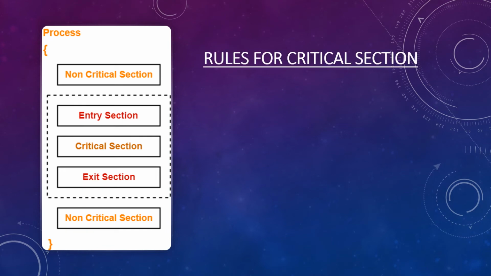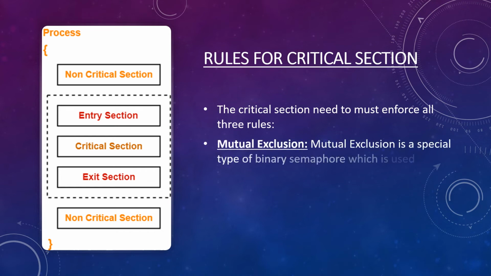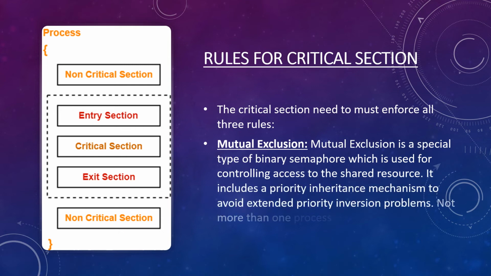Now, let's see some rules for the critical section. The critical section must enforce all three rules. Mutual exclusion, which is a special type of binary semaphore used for controlling access to the shared resource. It includes a priority inheritance mechanism to avoid extended priority inversion problems. Not more than one process can execute in its critical section at one time.